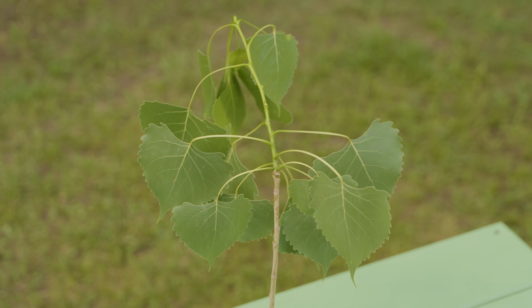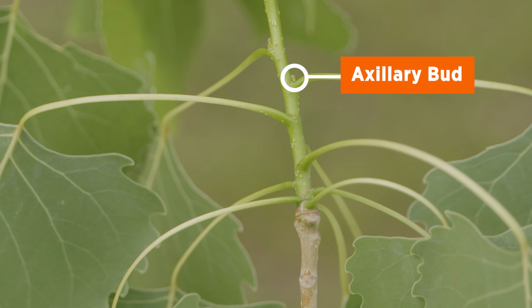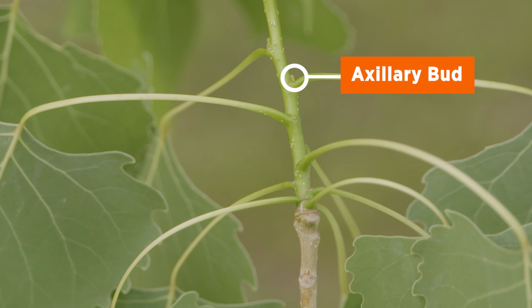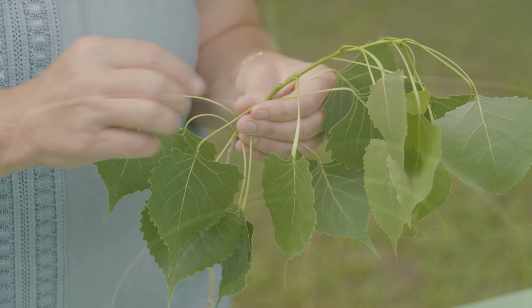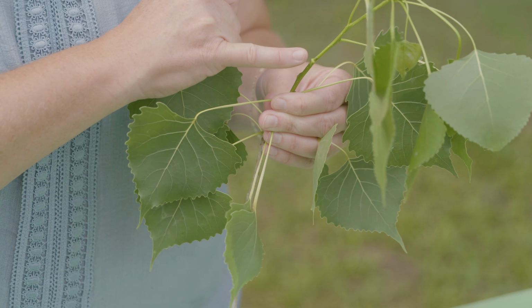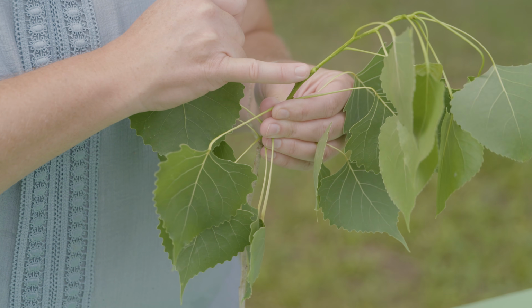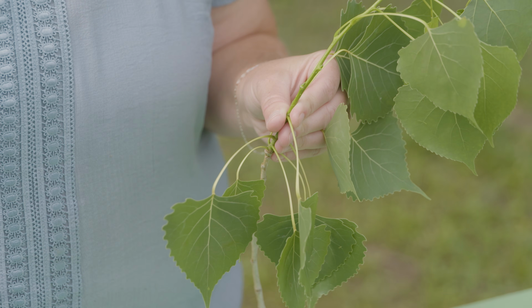Now, there's also alternate arrangement, such as this cottonwood, that goes back and forth up that branch. Now, you can tell a leaf because where a leaf attaches to the stem, you will notice that there is a bud right there in that axis, and that's called the axillary bud. So if we were to remove these leaves, you can see there's a little bit of a leaf scar there, which is also an important indicator with identification, and then also the bud.